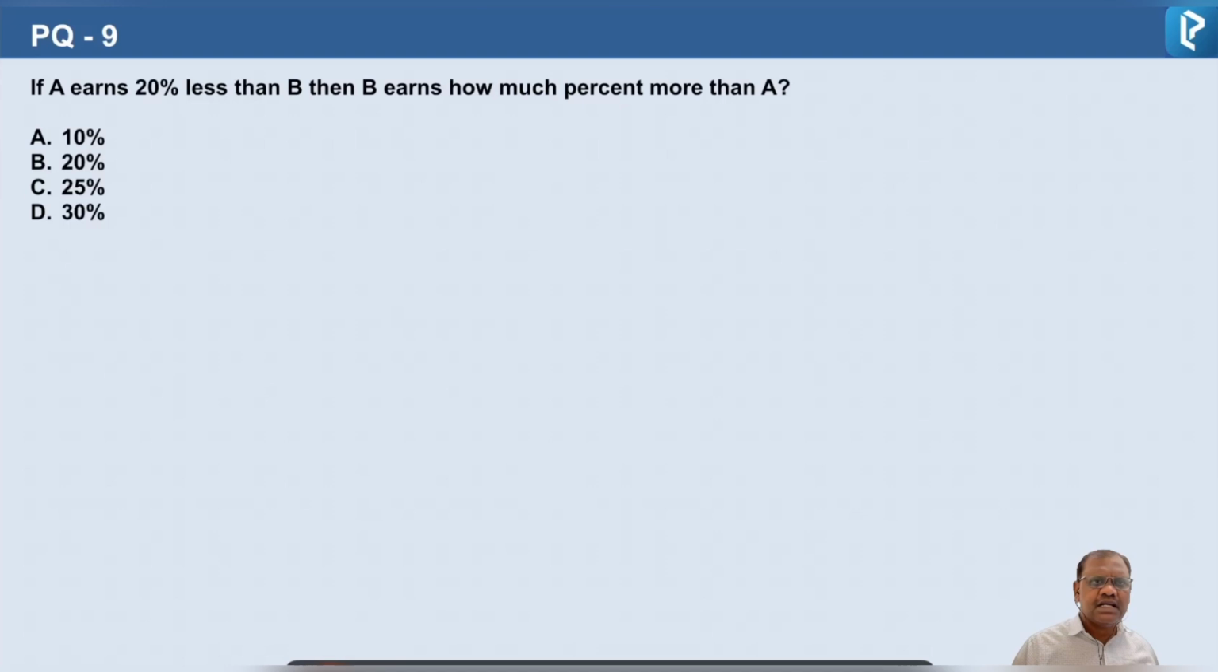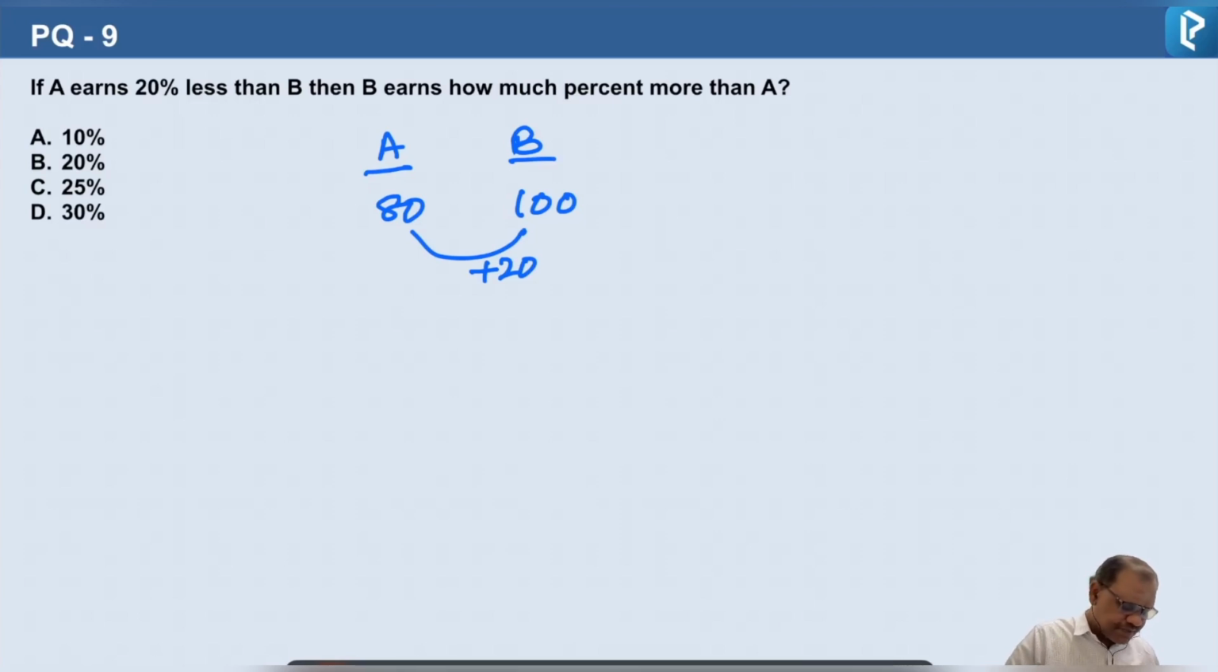Question number 9. If A earns 20% less than B, then B earns how much percent more than A? So let us take A and B. A earns 20% less than B. B is 100, A is 80. So B is earning 20 more. So this 20 is how much percentage of 80? This we have to find out.